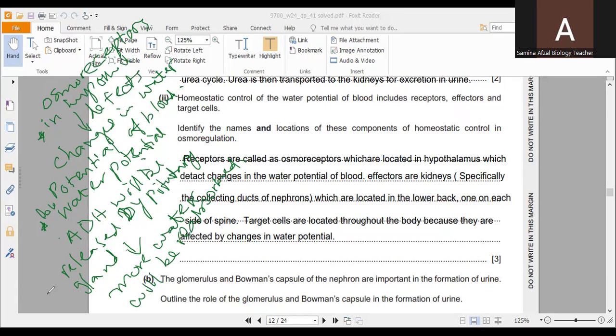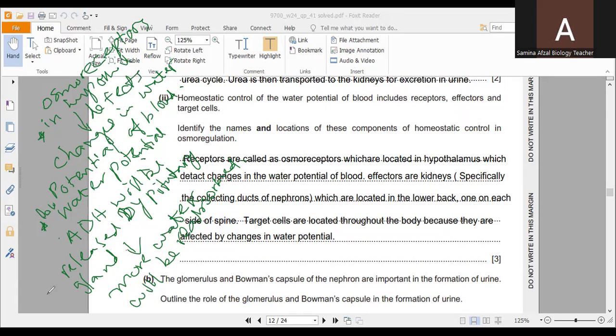So what will happen at that time? Antidiuretic hormone will be secreted, due to which more water will not be excreted out. Most of the water will be reabsorbed because there is less water potential inside. The water potential should be maintained and regulated inside the kidneys. So to protect the body from dehydration, less water is excreted out. Most of the water is reabsorbed.